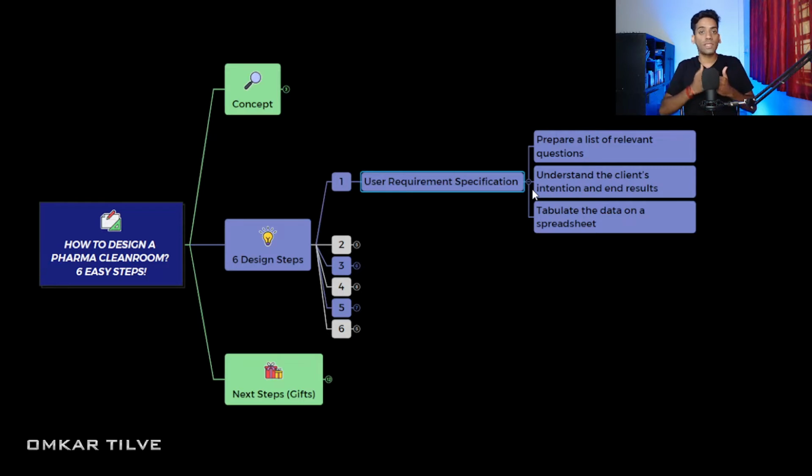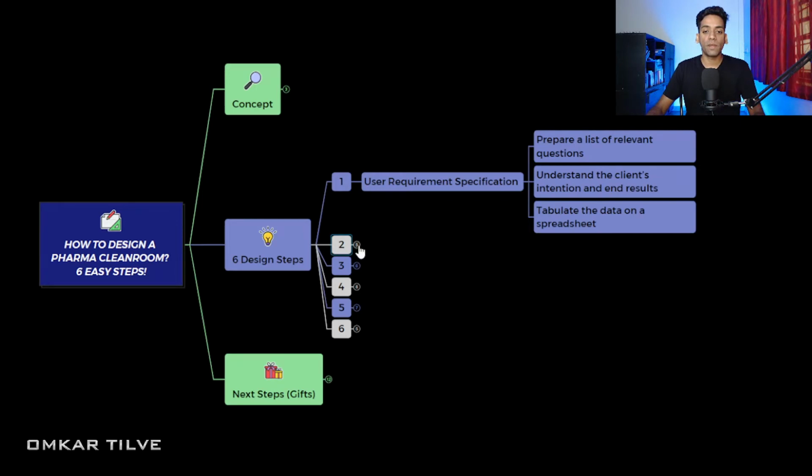And once you ask the relevant questions and understand the intentions, you gather that data, compile it and tabulate it on a spreadsheet, so that you have a general but very clear picture of how the clean room will be. And you can now share this URS with your client, and they can comment on it, or if any rectification is needed, it can be done there.